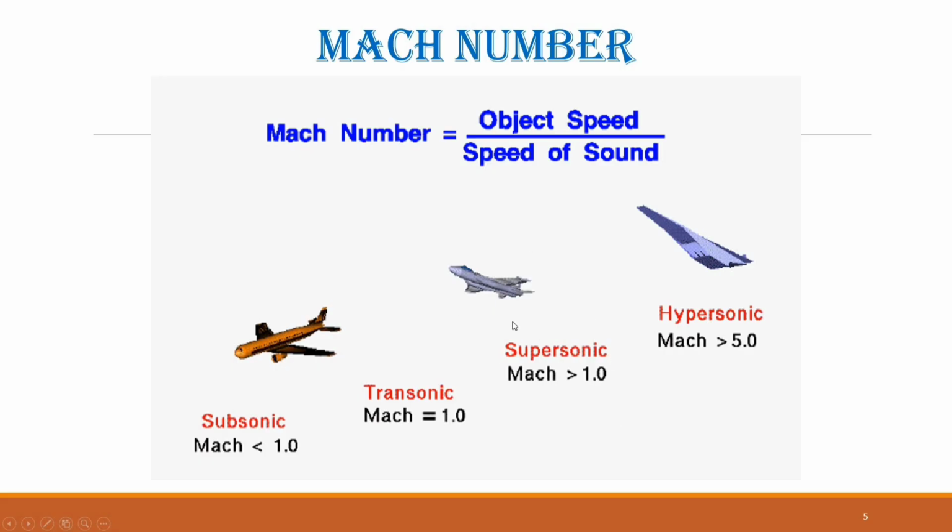3. Supersonic. When the Mach number exceeds 1, the flow is supersonic. For example, a Mach 3 aircraft flies 3 times faster than the local speed of sound. In supersonic flow, compressibility effects are strong, and shock waves are generated along the surface of the object, affecting lift and drag.